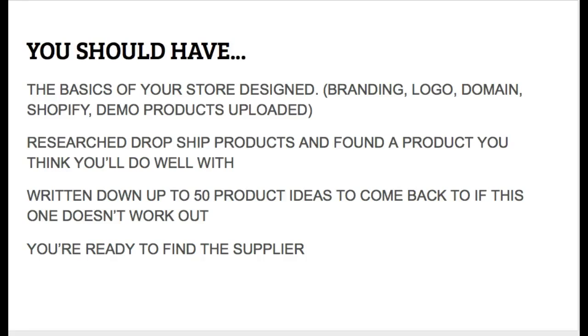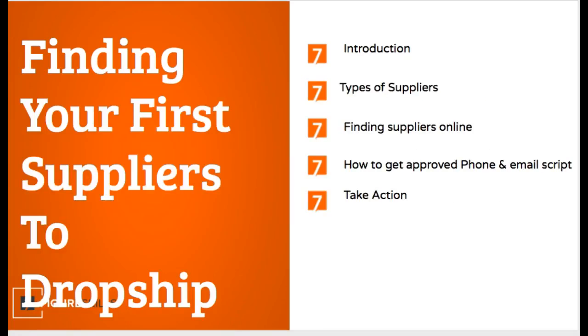At this point, you've researched dropship products and you found a product you think you'll do well with, and so you're ready to find a supplier. You've written down up to 50 product ideas based on your research, so you can reference back time and time again if this particular product doesn't work out. And so now you're ready to find your supplier. But before I help you find that supplier and secure them, I want to tell you first and foremost what you're going to learn in this module.